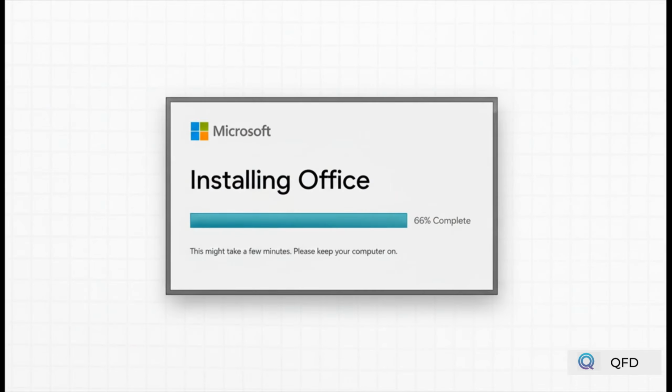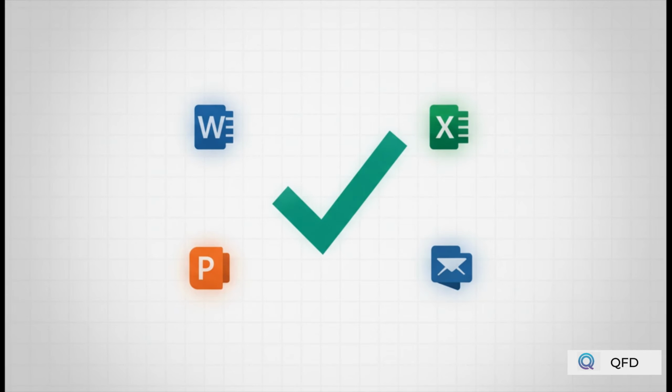And if everything's correct, a new window will appear showing that Office is installing. It's all automatic. And that's it. Your custom version of Microsoft Office is now installed and ready for you to use.